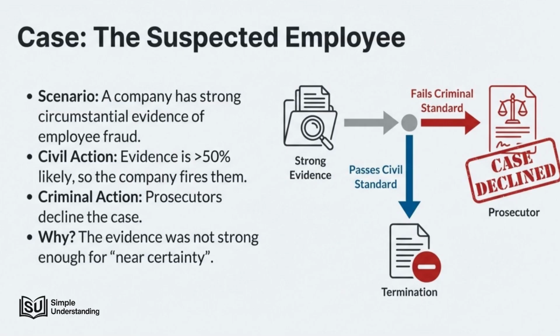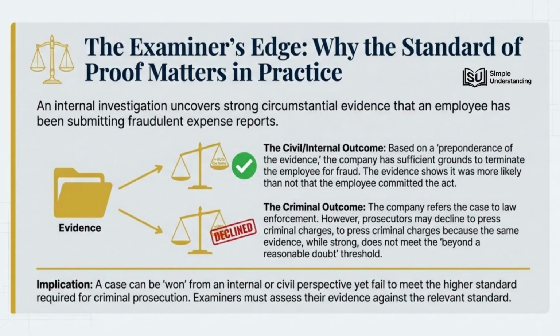For example, a company may terminate an employee for fraud based on strong circumstantial evidence that meets civil standards, yet prosecutors may decline criminal charges because the same evidence does not meet the higher criminal threshold. Fraud examiners must know which standard applies and how strong the proof must be.